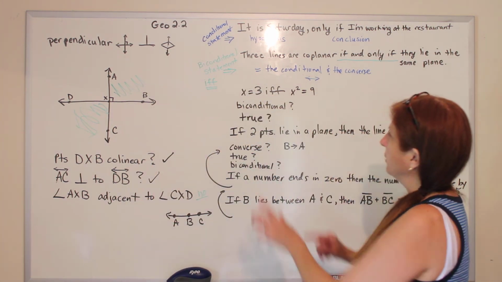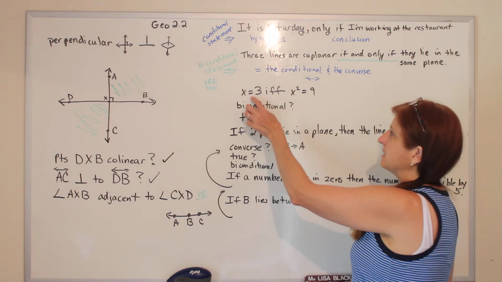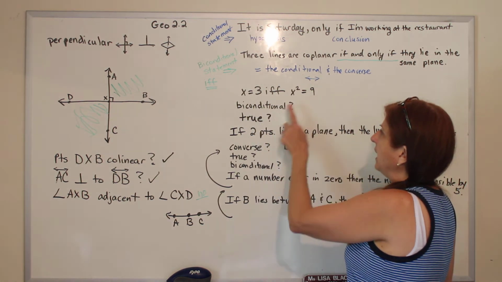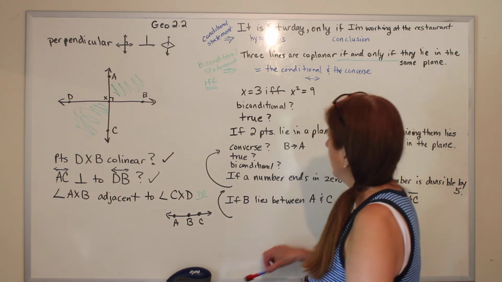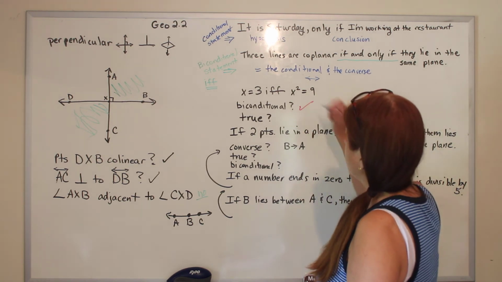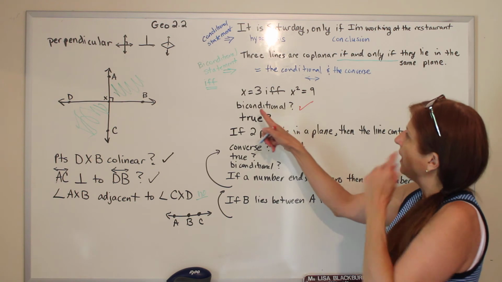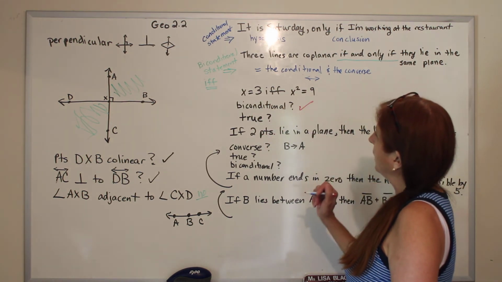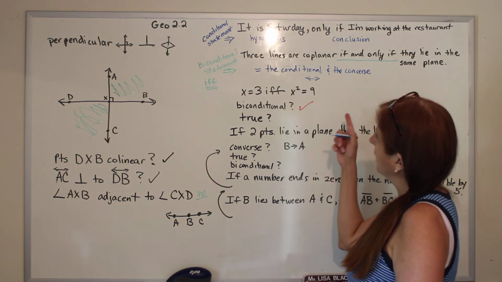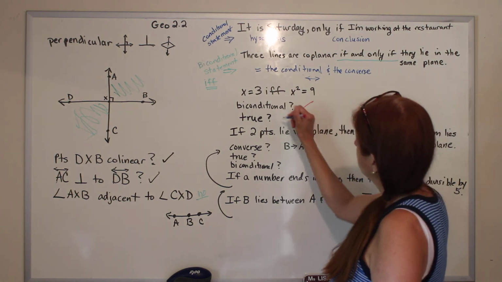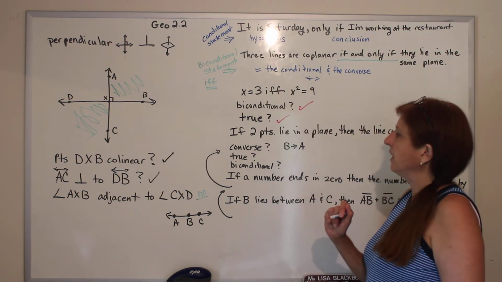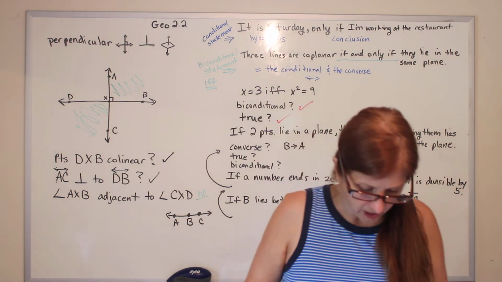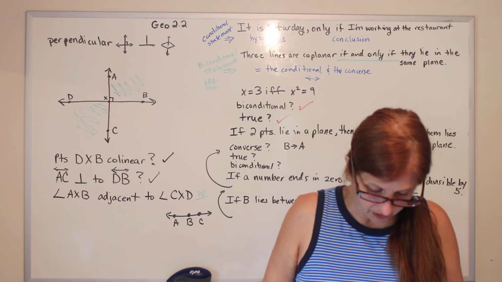All right, so here's a biconditional statement. x equals 3 if and only if x squared equals 9. Is it biconditional? Yes. Is it true that x equals 3 if and only if x squared equals 9? Well, 3 squared is 9, so that seems true too. Okay, so now let me look at this, make sure that they don't want us to do something else.